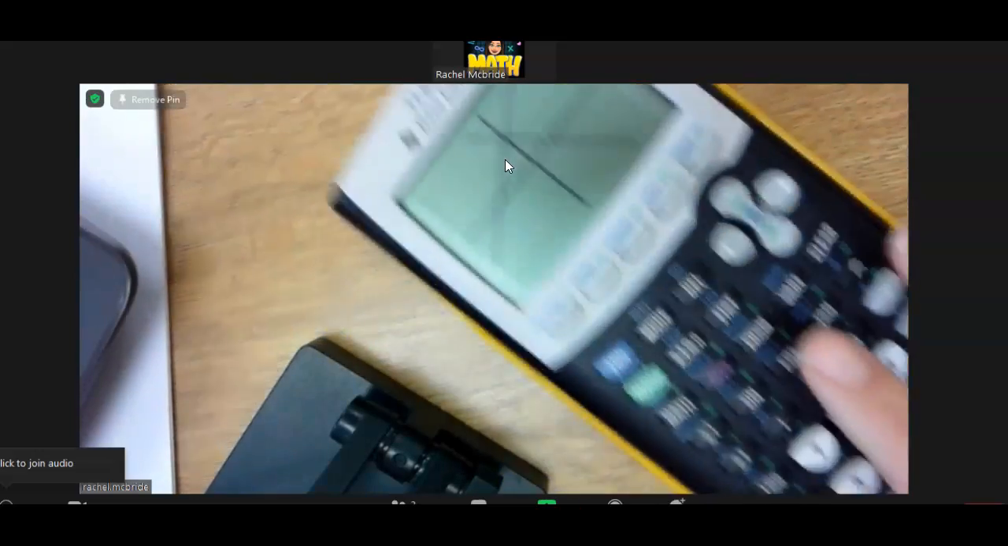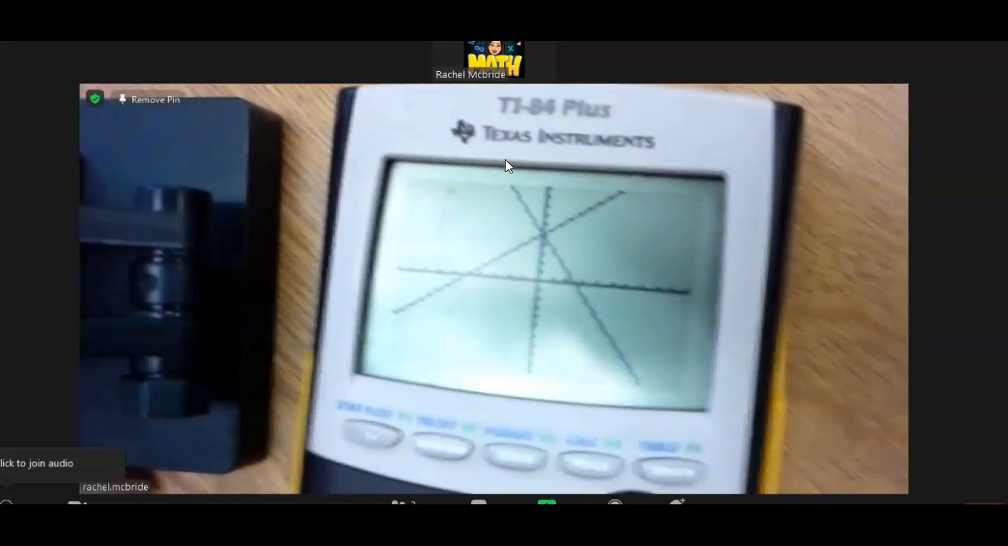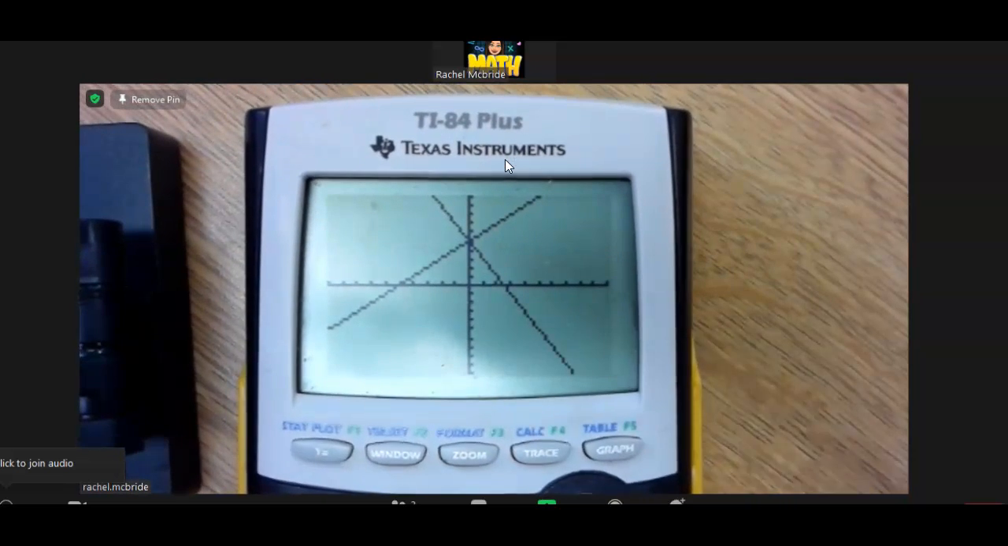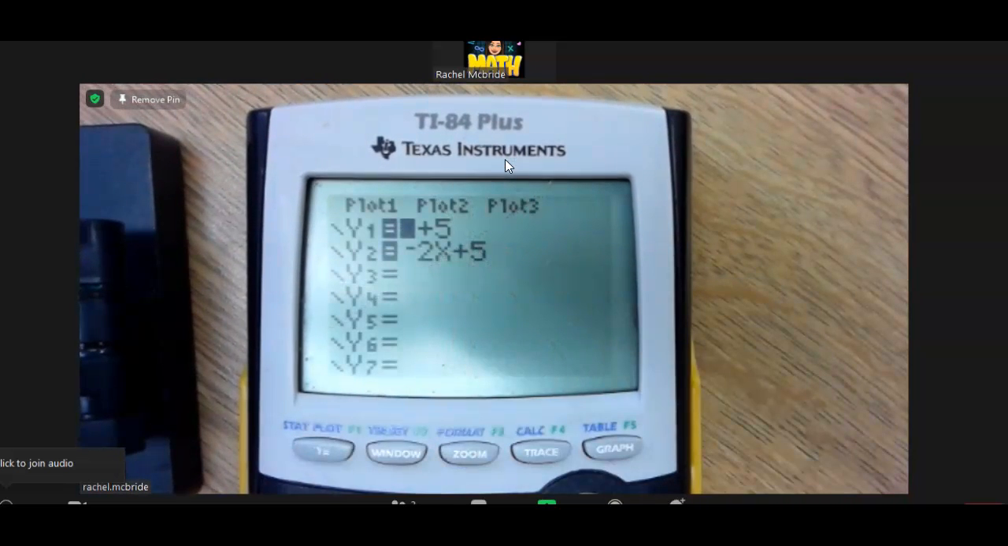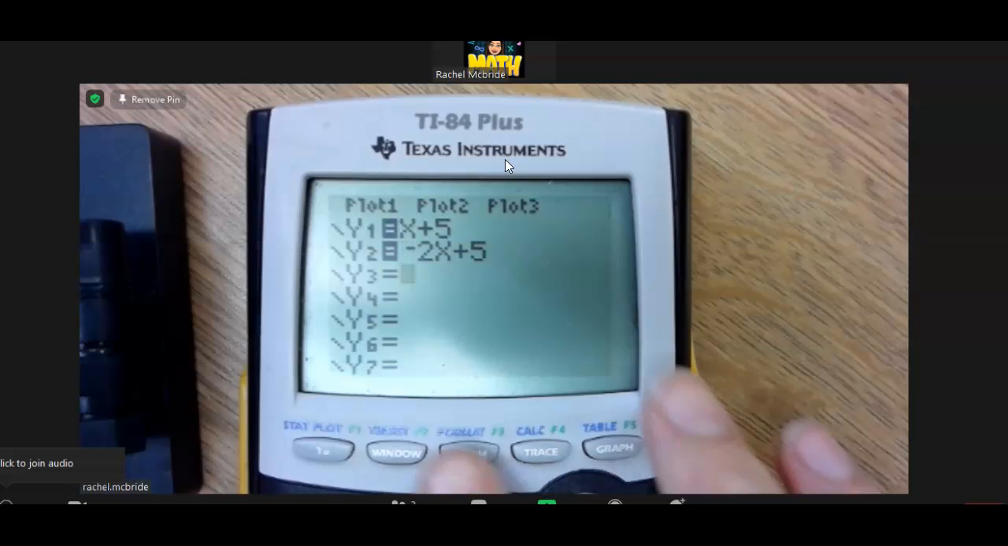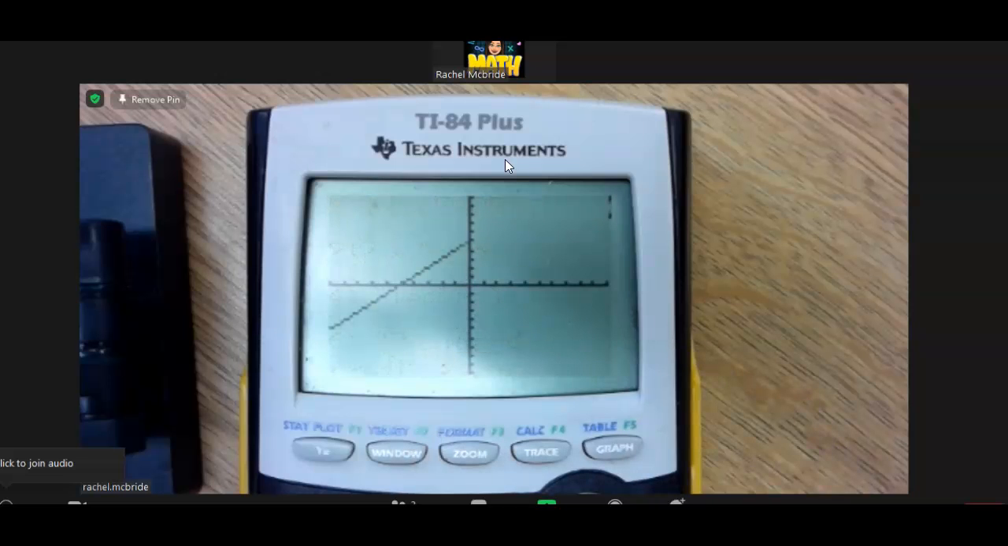Of your graphs should look like this. So in y1, you have x plus 5. And in y2, you have negative 2x plus 5. And you hit zoom 6. And you do not have 2 lines on your graph.